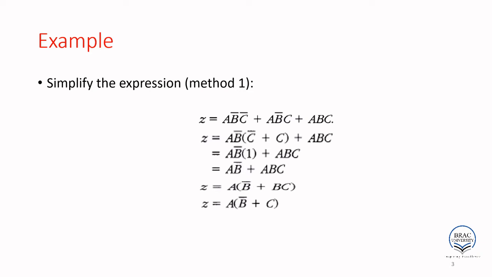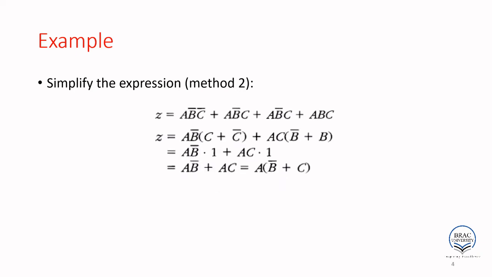We have given Z equals A B' C' plus A B' C plus A B C. If you take the common A B', then C' plus C, and A B C. So C' plus C is 1. So A B' plus A B C. If you take the common A, then it becomes B' plus B C. And B' plus B C, using the previous law, becomes B' plus C. So this is the simplification. This is one of the approaches to simplify using the Boolean function.